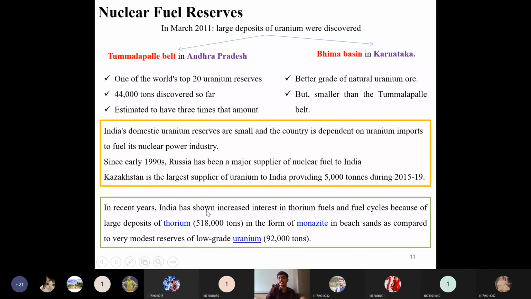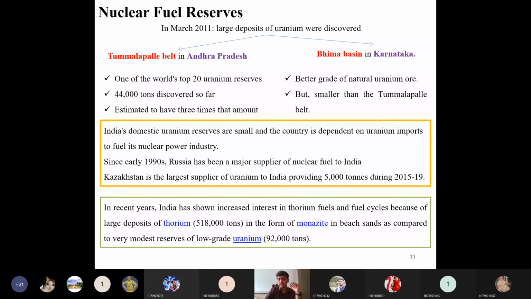And in recent years, India has shown increased interest in thorium fuels. There is one advantage of nuclear power: we can also use the secondary fuel, which is thorium, in fuel cycles, because of the large deposit of thorium. We have a large deposit of thorium, around 5,18,000 tons. But the research has to advance more to use this thorium as an alternative fuel in nuclear power generation.